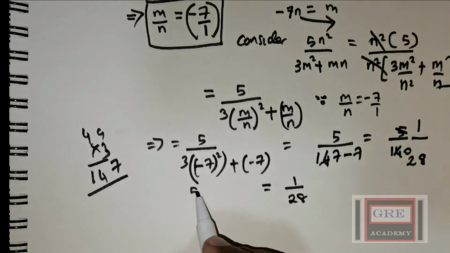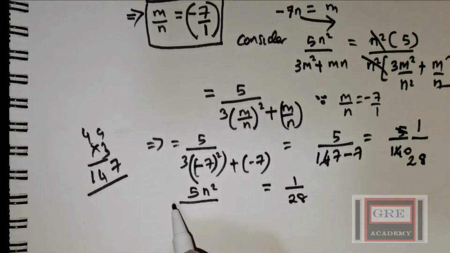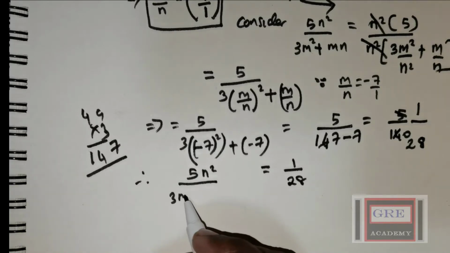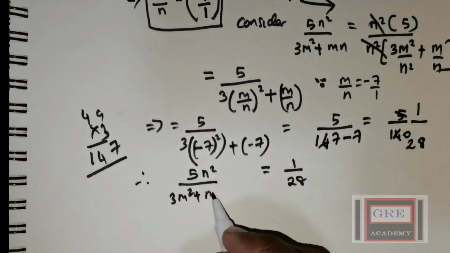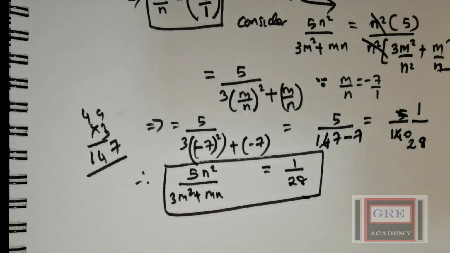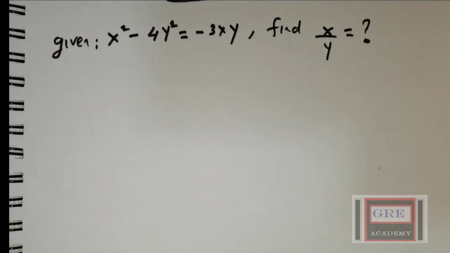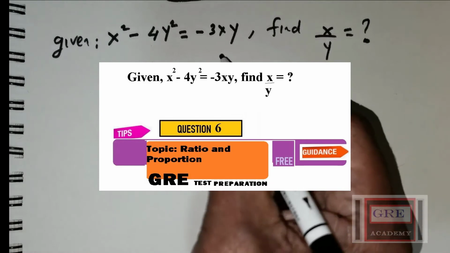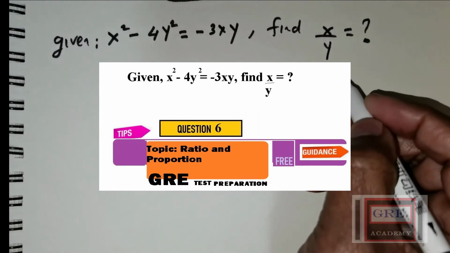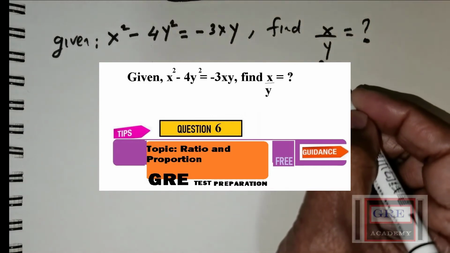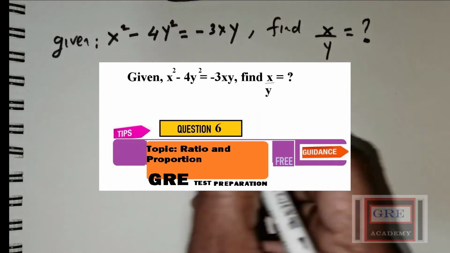On the left, if you want, you can write it down: 5n squared divided by 3m squared positive mn is equal to 1 over 28, and this completes the solution for this question. Students are given this question: x squared negative 4y squared is equal to negative 3xy. Find x over y. So this is the requirement, and you are expected to solve this.